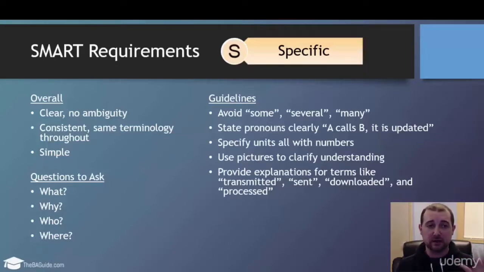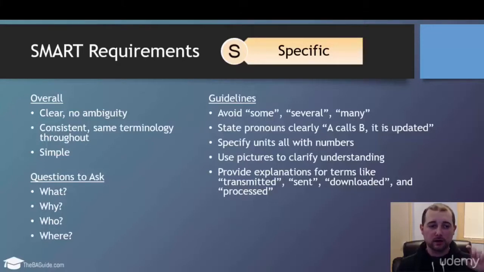So for being specific, you want the requirement to be overall unambiguous. You want no ambiguity. And what that means is you want it to be very clear. Saying certain words in certain ways can be very confusing. Hopping over to our guidelines, the second bullet point: A calls B, it is updated. Well, you're not saying what's updated, A or B. So that requirement is very ambiguous, meaning that you can't tell what it's actually meaning. It's very general and can be taken out of context.